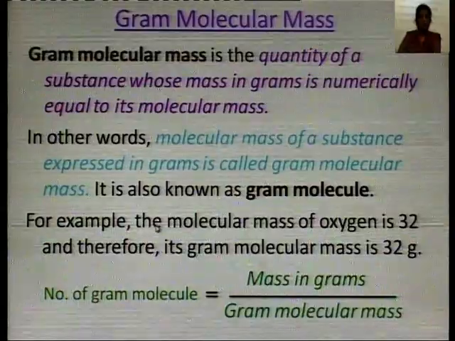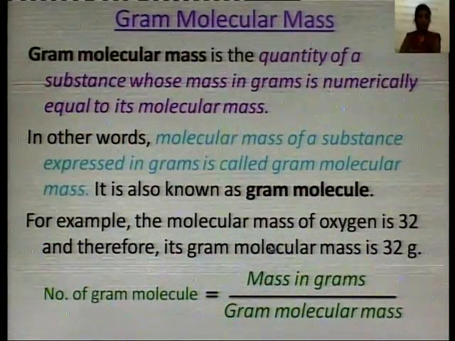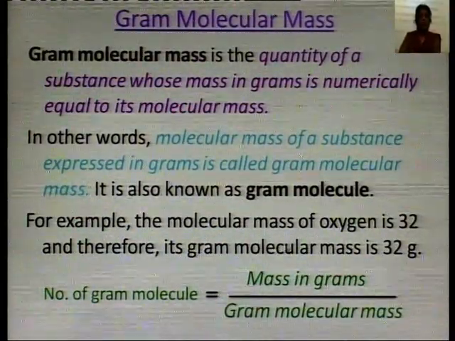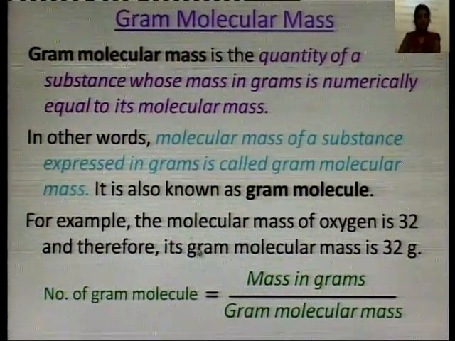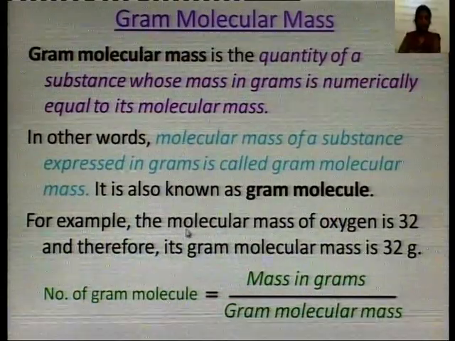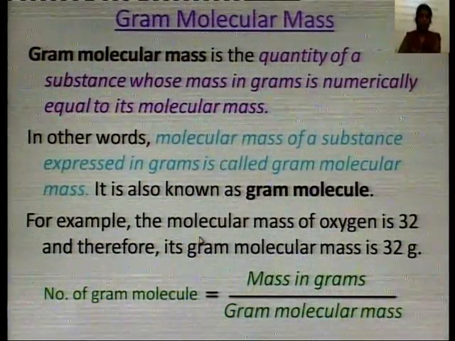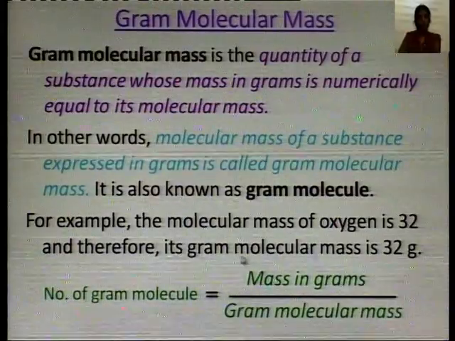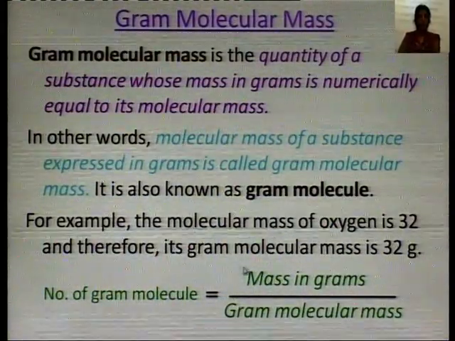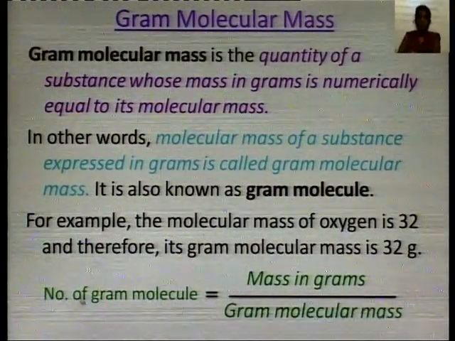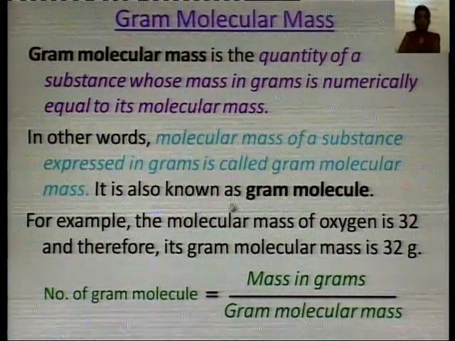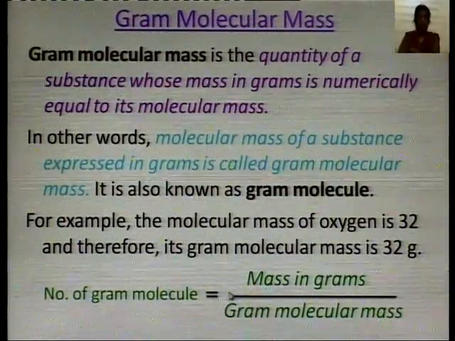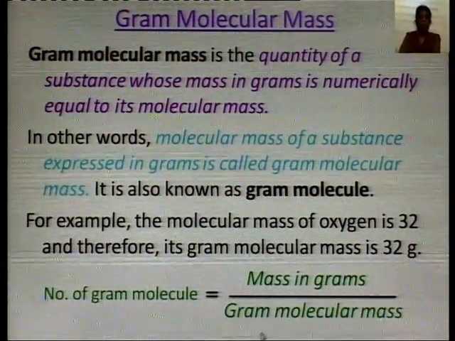For example, once again take the case of oxygen. The molecular mass of oxygen is 32 AMU, and therefore its gram molecular mass is 32 gram. The same thing applies to all other examples. If you take the example of nitrogen, the molecular mass of nitrogen is 28 AMU, its gram molecular mass is 28 gram. The molecular mass of water is 18 AMU, its gram molecular mass will be 18 gram. As I have told you just now, gram molecular mass is also called a gram molecule. So, we can calculate the number of gram molecules by dividing the mass in grams by the gram molecular mass.